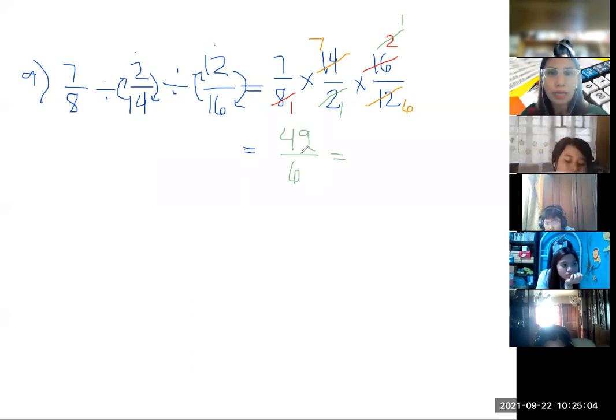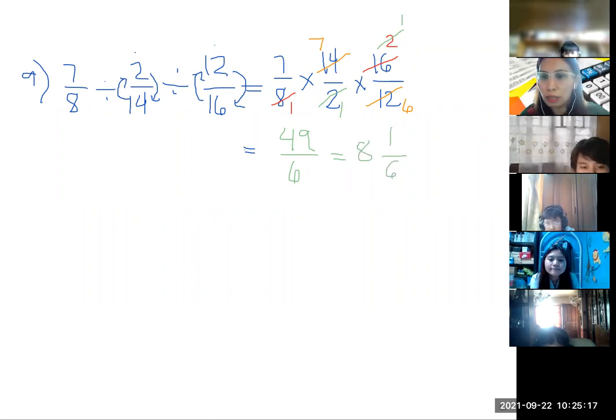49, let's divide it by 6. 6 times 8 is 48. So the remainder is 1, over 6. The correct answer for number 9 is 8 and 1/6.